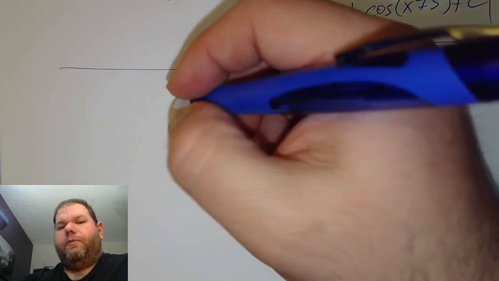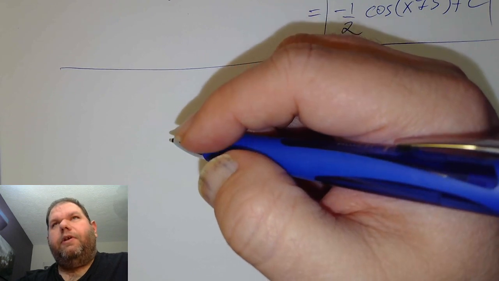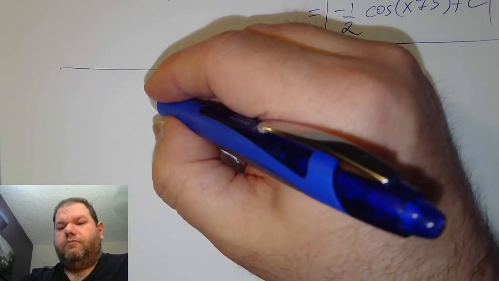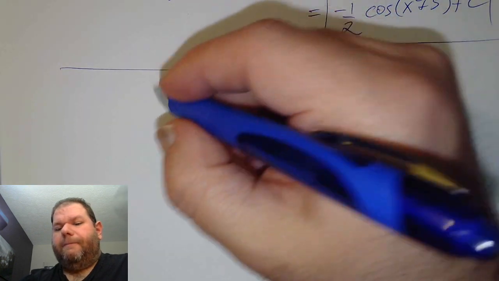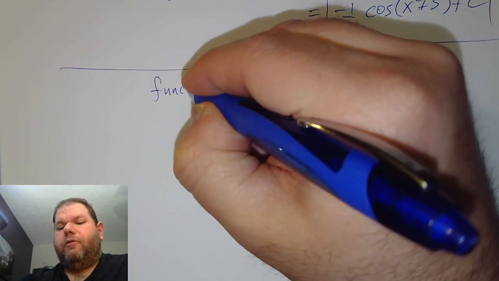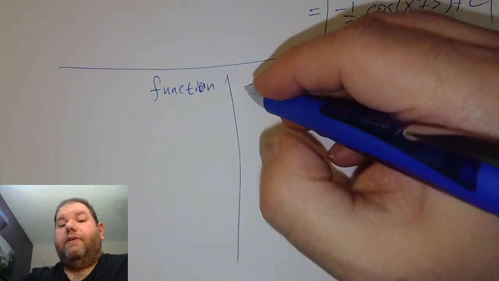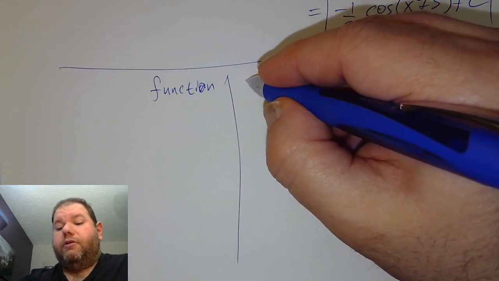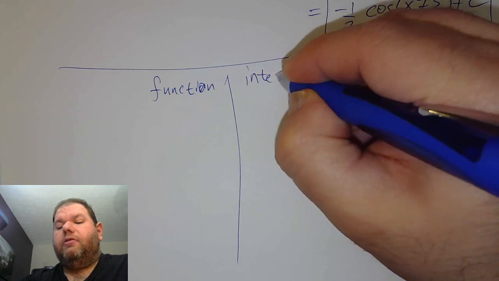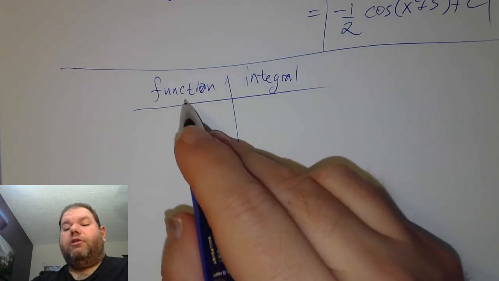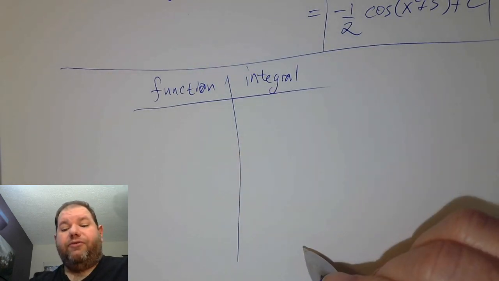Let's do some quick examples and see if there's a pattern emerging. So we're going to look at a function in the first column, and then we'll look at its integral in the second column.